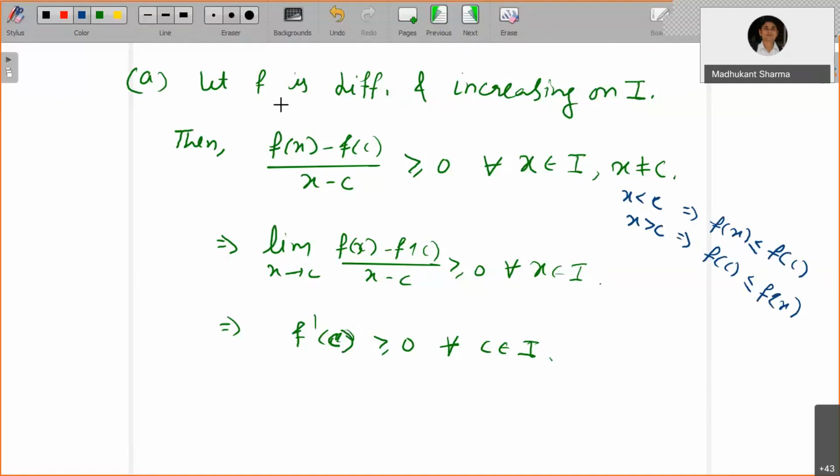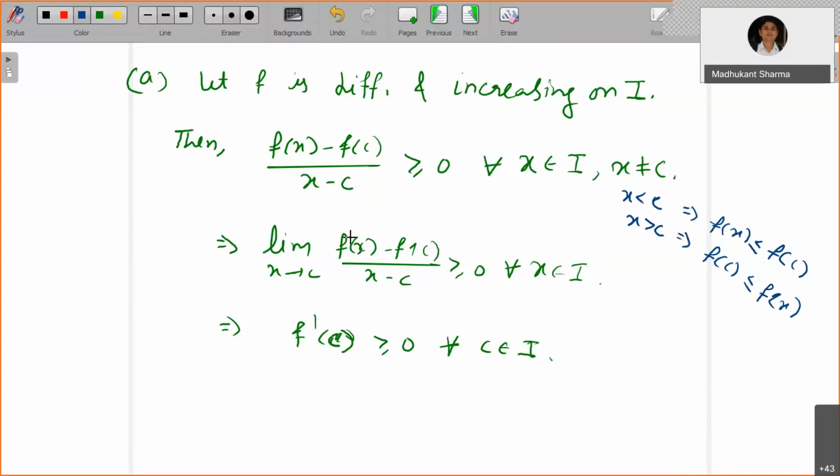We are using the fact that f is differentiable and increasing on I. Where is it used? Because f is differentiable, this limit does exist, and f is increasing on I. Because of this fact, you are using this.